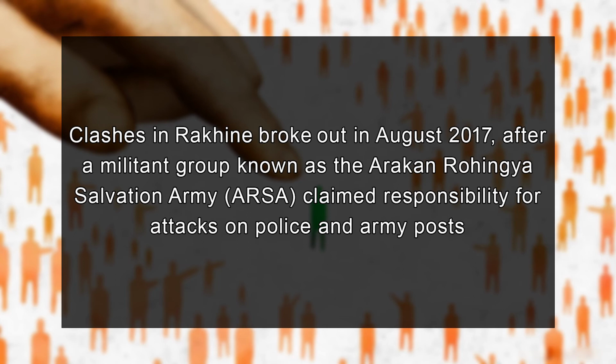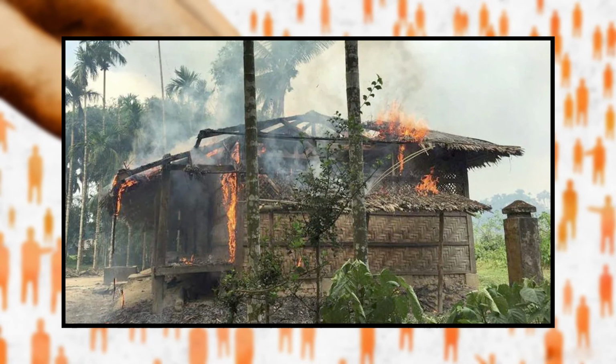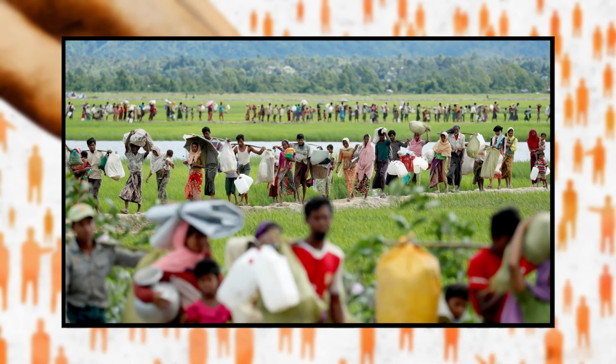Clashes in Rakhine broke out in August 2017 after a militant group known as the Arakan Rohingya Salvation Army claimed responsibility for attacks on police and army posts. The government declared ARSA a terrorist organization and the military mounted a brutal campaign that destroyed hundreds of Rohingya villages and forced nearly 700,000 Rohingyas to leave Myanmar.